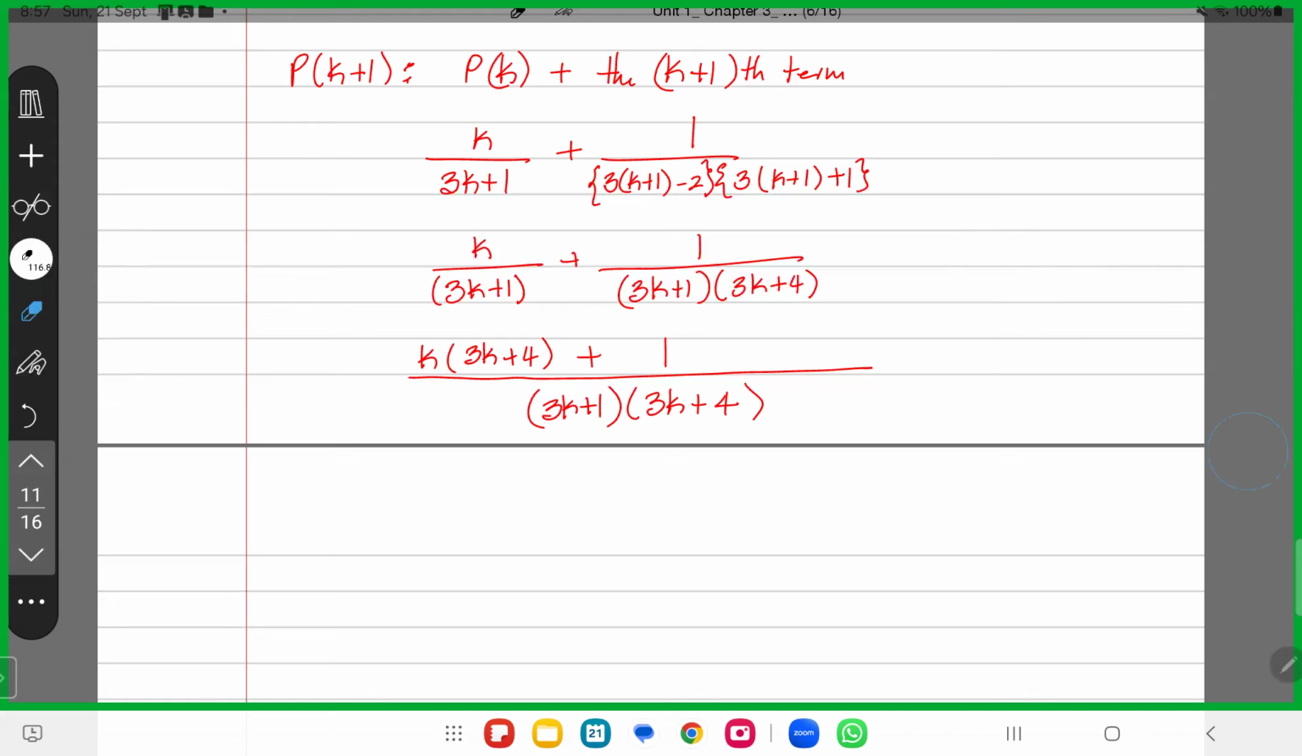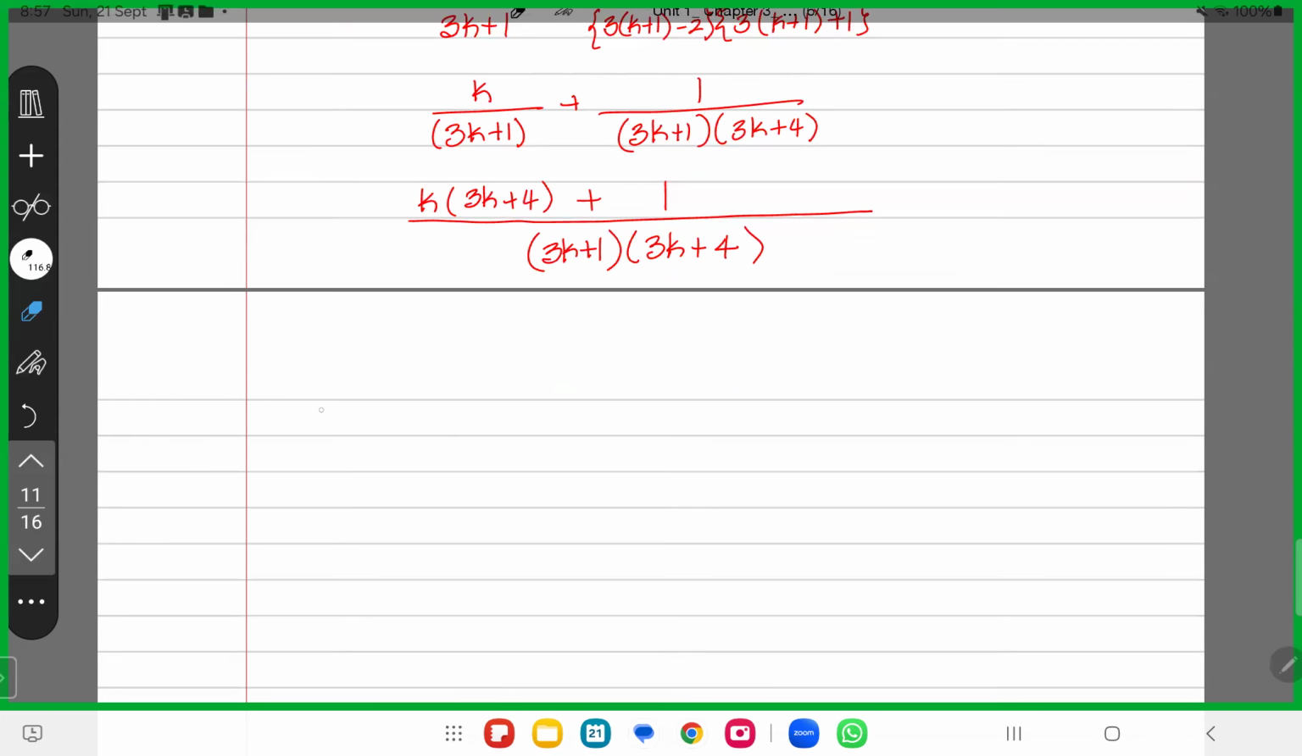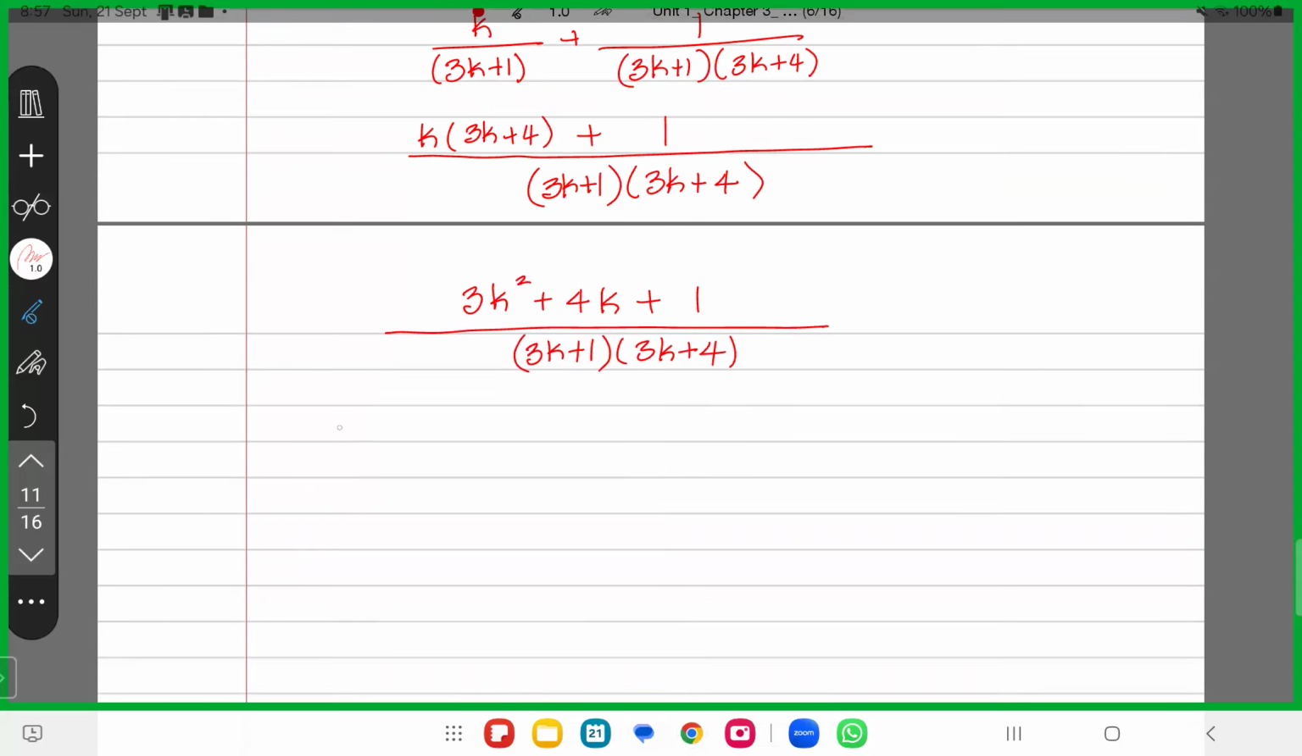So I'm adding the two fractions, making them into one fraction. So we have what? 3k plus 1 times 3k plus 4. All right, up top, let's remove the bracket. Remove the bracket, we're going to get what? 3k squared plus 4k plus 1. The next is to factorize the numerator. I'm factorizing by trial and error.